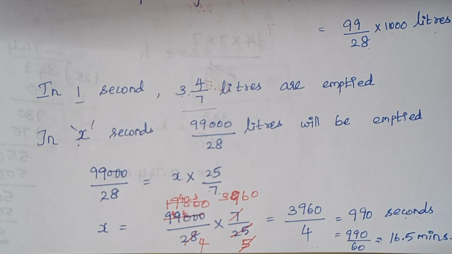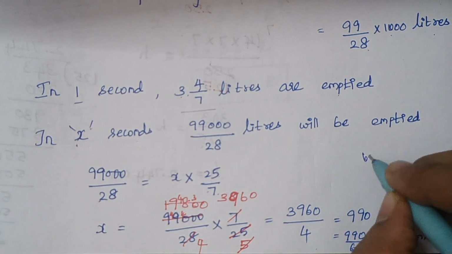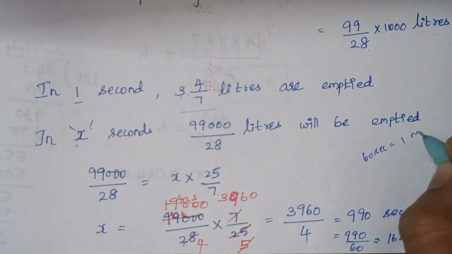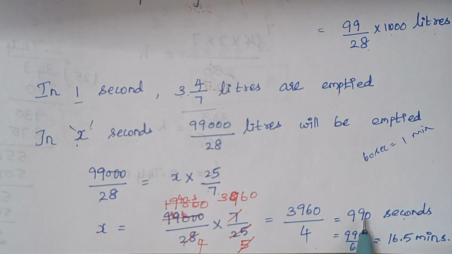How do we convert this into minutes? You have to divide it by 60, because 60 seconds make 1 minute. Now you divide this by 60, and that gives the answer as 16.5 minutes.